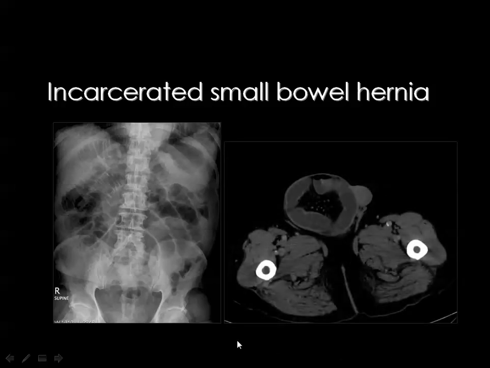Then the CT scan will demonstrate the inguinal hernia and the presence of a dilated small bowel together with mesenteric fat within the scrotum.